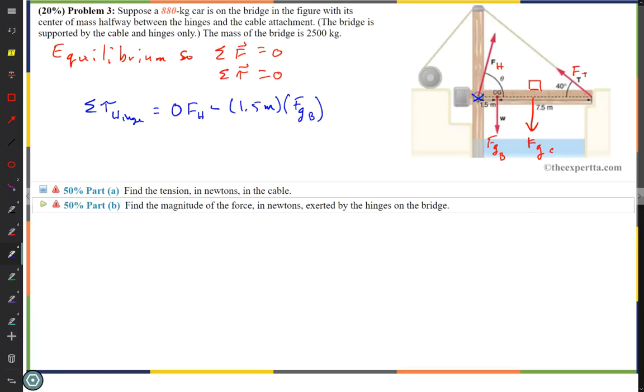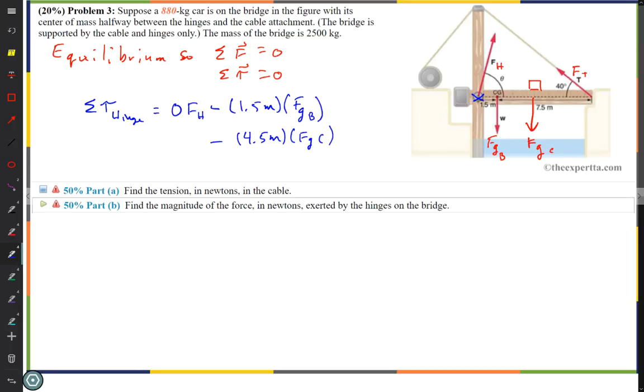The next one is the car. Is that going to be a positive or negative torque? Minus distance there. Notice this is 7.5 going from the center of gravity to the end. So the total length is 9. Half of 9 is 4.5 meters. Don't make a mistake there when you're doing the problem. 4.5 meters times the force of gravity of the car.